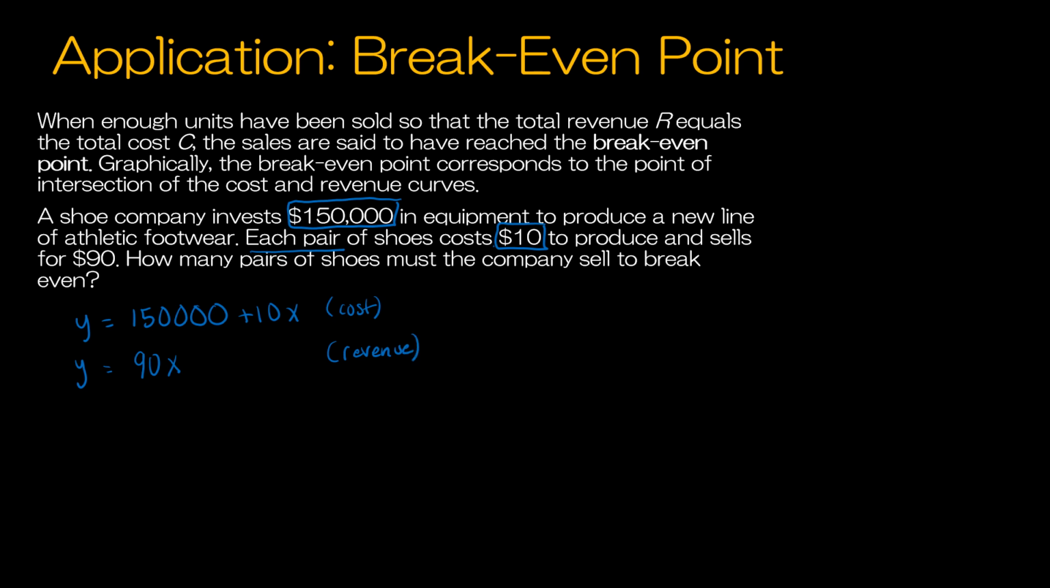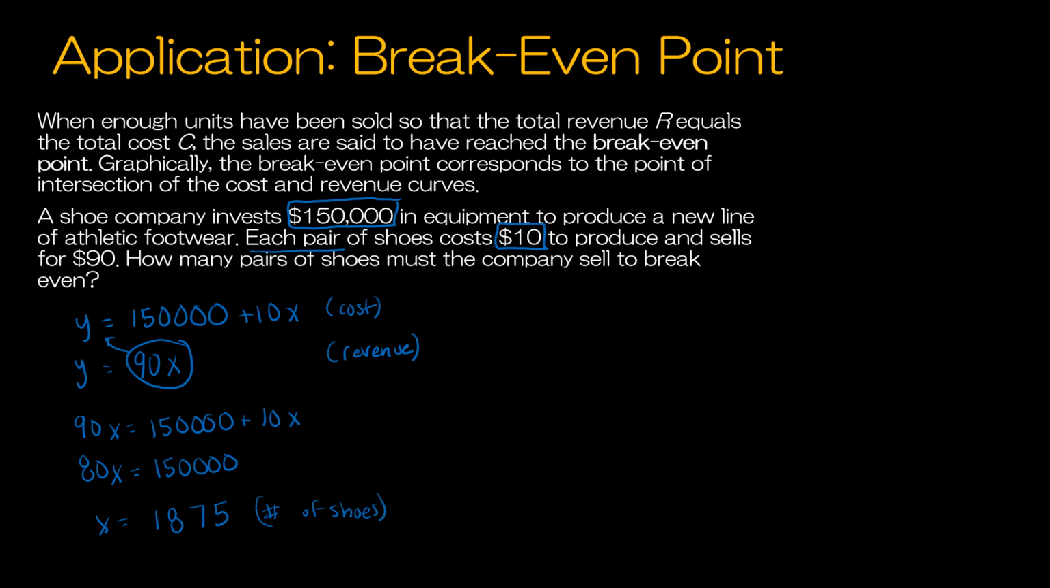And to solve the system, you can use substitution or elimination. And so I'm going to use substitution because that's an easy way to go about it here. I'm going to get 90x is equal to 150,000 plus 10x. Subtract 10x from each side to get 80x is equal to 150,000. Divide each side by 80 to get x is equal to 1,875, and this represents the number of shoes.